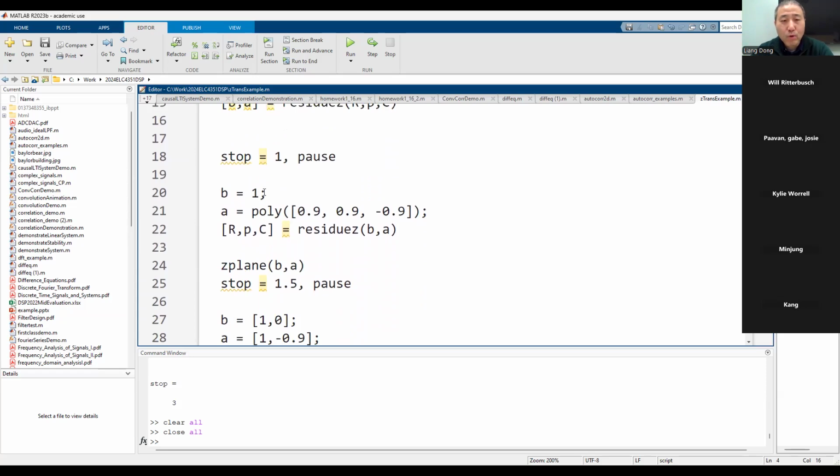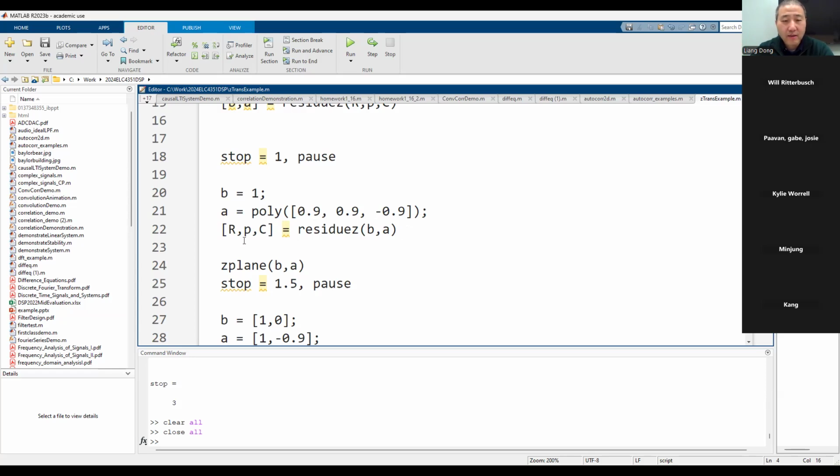I have b equal to 1. A is the polynomial of 3 poles. Actually, those are the 3 roots: 0.9, 0.9, and minus 0.9. Therefore, for my numerator polynomial, it's just b0 equal to 1. On the denominator is a polynomial with coefficients a, but here I have all these roots, which are the poles. So I know I have exactly 3 poles at 0.9, 0.9, minus 0.9.